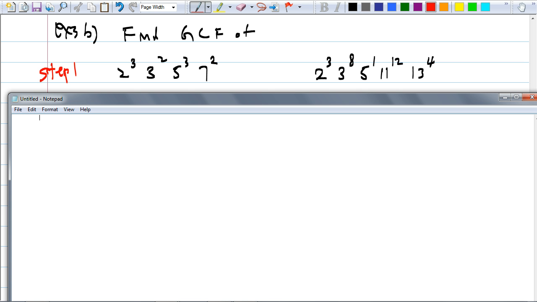Now that I did step 1 for you, hold on. If you're done, just wait. Some of you could be done, and that's fine. It says 2 to the third, 3 to the second, 5 to the third, 7 to the second. The other number: 2 to the third, 3 to the 8th, 5 to the first, 11 to the 12th, 13 to the 4th. Can you find me the GCF for this one? Some of you are done. Go ahead, everybody, I'll wait, and then help each other out. Do it as a group if you'd like.